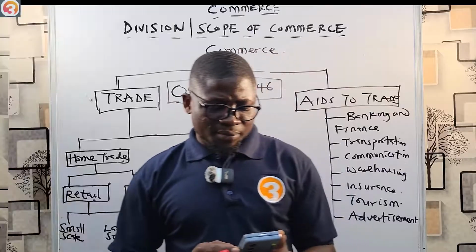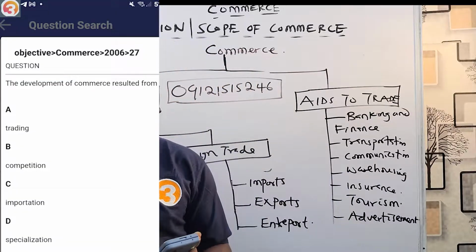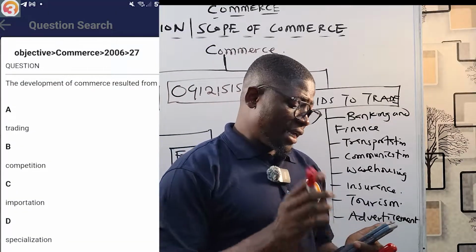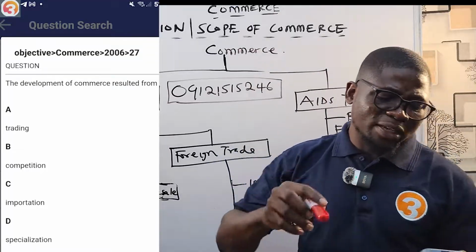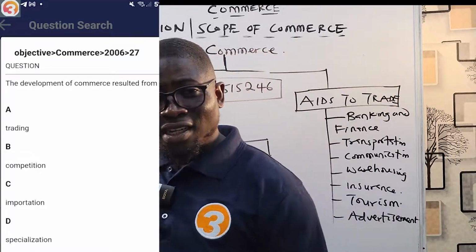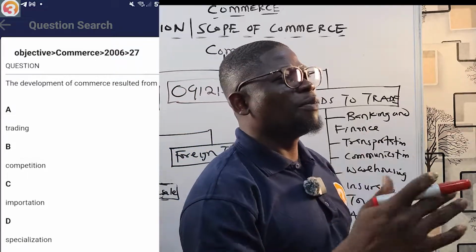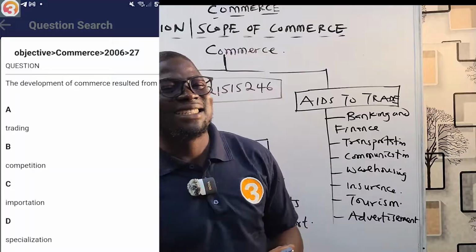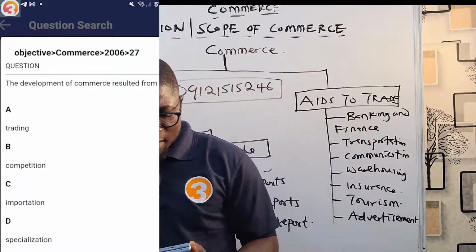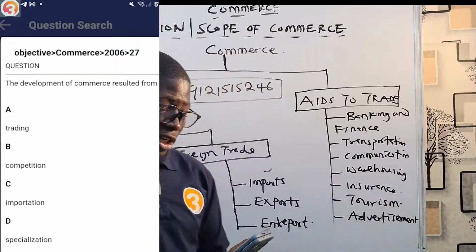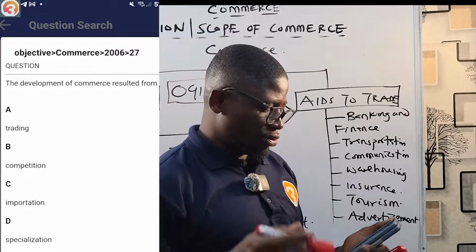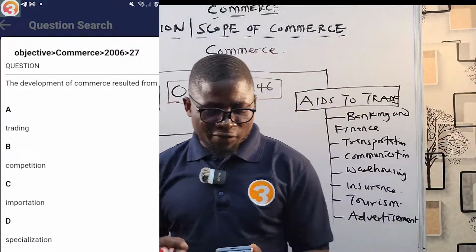2006 number 27. They say the development of commerce resulted from what? We said it now, it resulted from specialization, because different people have different skill sets, so they can sell to one another, isn't it? All right. So A, they say trading. B, they say competition. C, they say importation. D, they say specialization. Obviously from specialization.